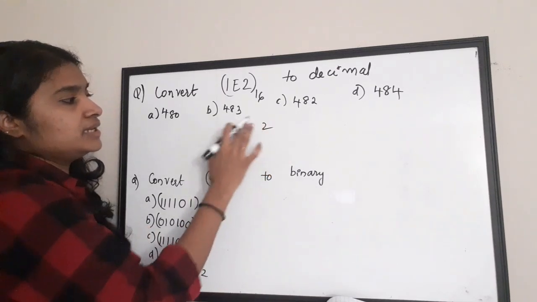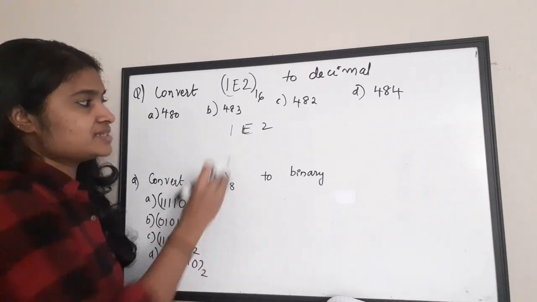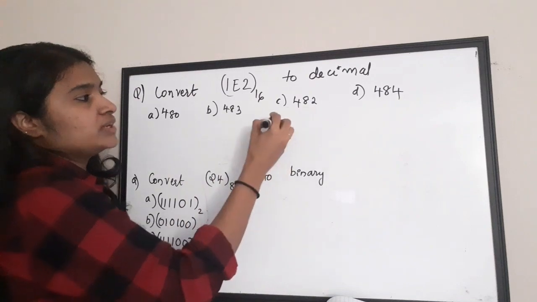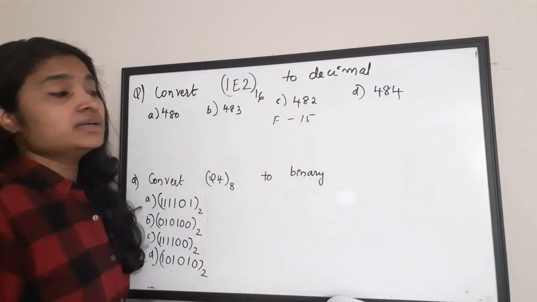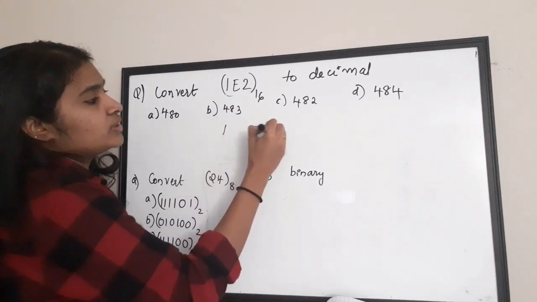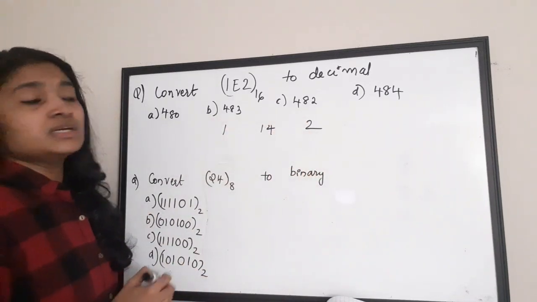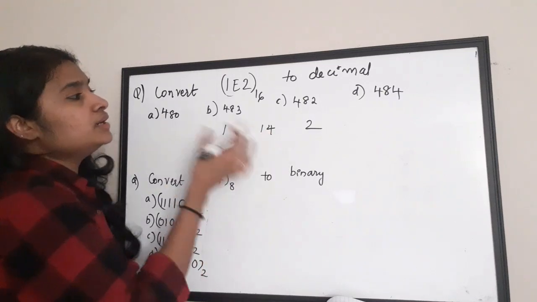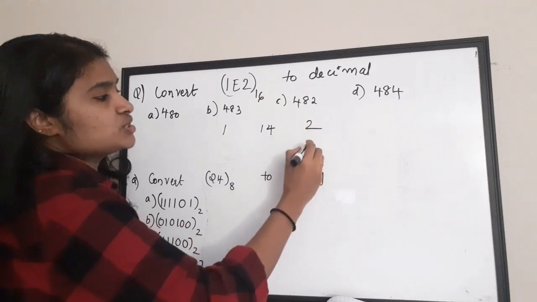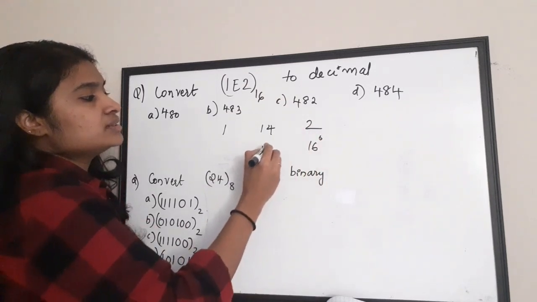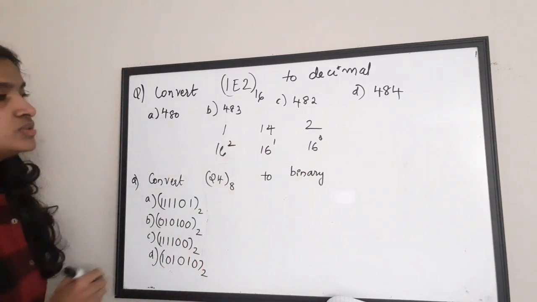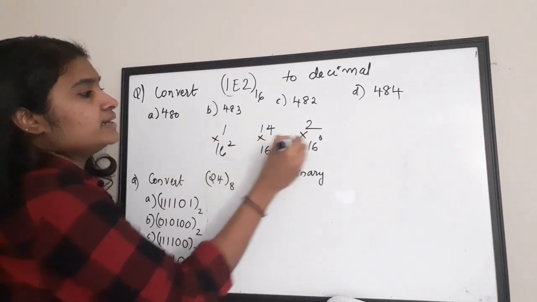So the letter E represents 14. We know that E represents 14 and F represents 15, right? So we can write it as 1, 14 and 2. And just replace the E with the 14. Now, it is to the base of 16, right? So this has a position value of 16 raised to 0, this 16 raised to 1, here it is 16 raised to 2. So just multiply these numbers and add.